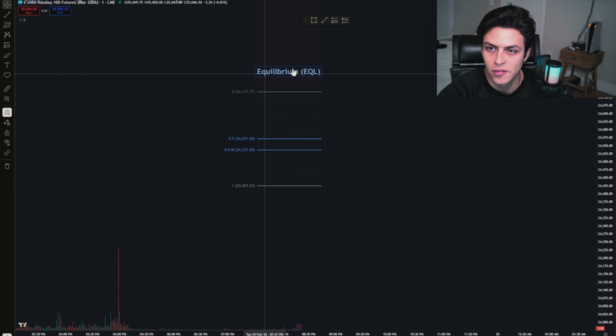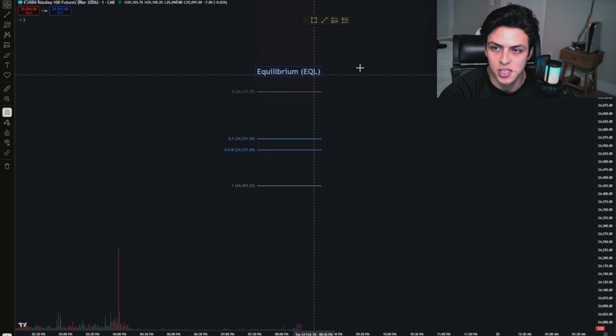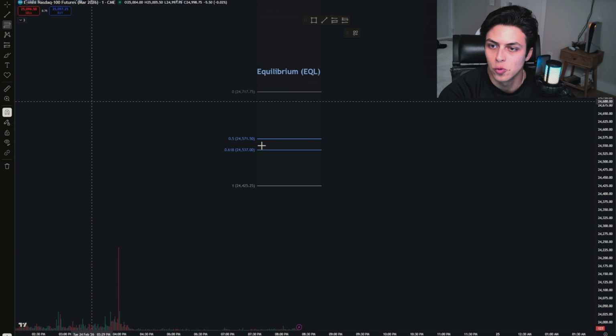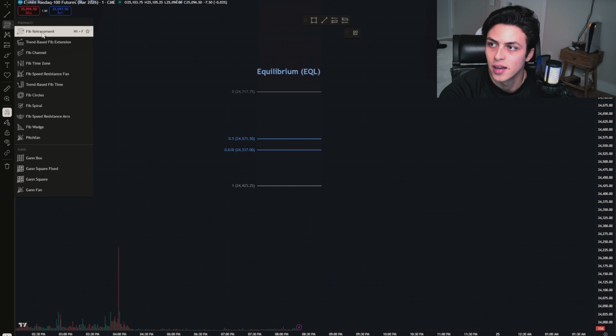So right here we have equilibrium. The way to actually see equilibrium is going to be with a tool called a Fibonacci tool, which is right here on the left-hand side. It's the third thing down. Click it. It's called a Fib retracement. You can start as well and have it placed on your chart like this.